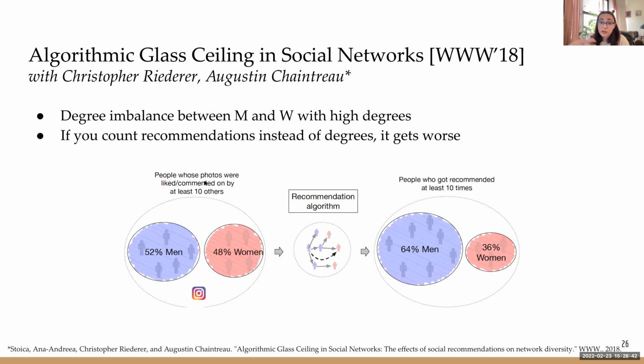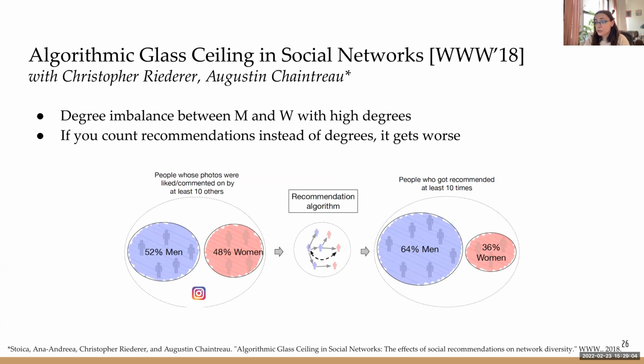A quick illustration of that is that in the original data, if we looked at people who had degree at least 10, so this is an interaction graph of likes or comments, that's what the edges are. So if you had at least 10 likes or comments from other people in general, you got to see 52% men and 48% women. And the women were a bit in majority to begin with, so that's where you get to see a little imbalance. We tried different recommendation algorithms.